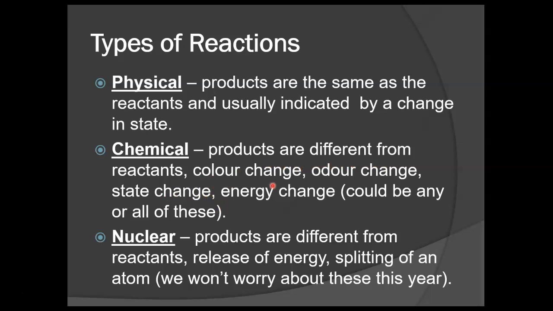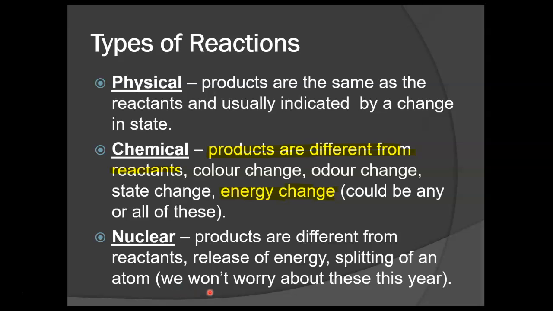Then there might be a color change, an odor change, a state change, those kinds of things. But the ones that are really important for me is that you need to understand that the products are different from the reactants. Color change might occur, odor change might occur, state change might occur, but what happens for sure is that there is an energy change. Okay, so we have different products than reactants, and we have an energy change that takes place. Either energy is lost or gained. And when we get into Chem 30, we'll go a little deeper into that.